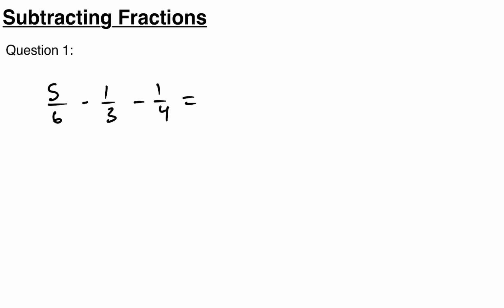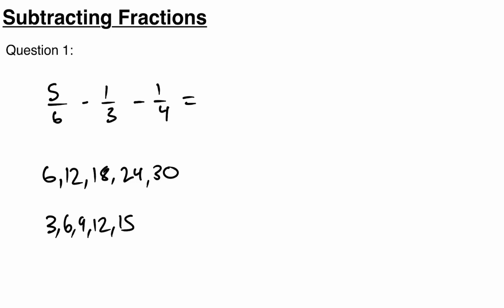So our first step is to make them all out of the same thing, or to find a common denominator. To do that, we're going to list the multiples of each of the denominators and find the lowest common multiple. If we start with 6, we have 6, 12, 18, 24, and 30. Then for 3, we get 3, 6, 9, 12, and 15. And for 4, we get 4, 8, 12, 16, and 20. I can already see the lowest common multiple is 12, as 12 is found in each of them.